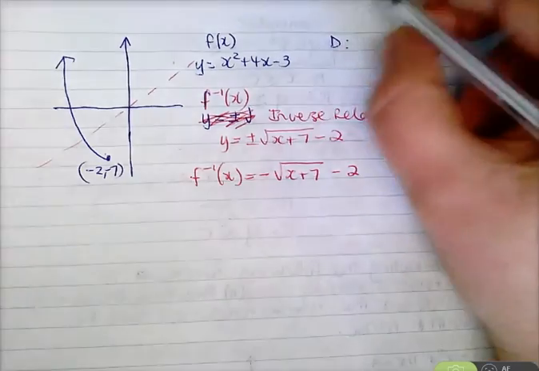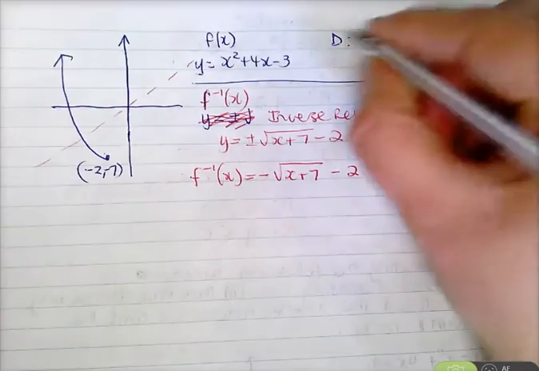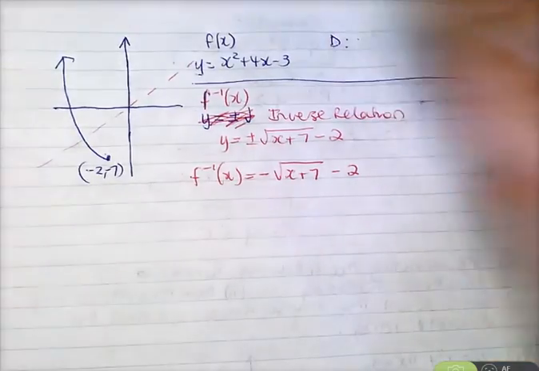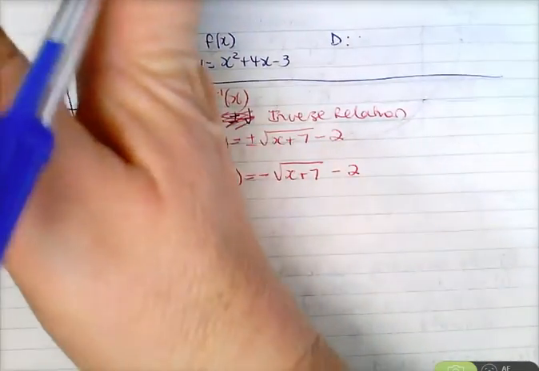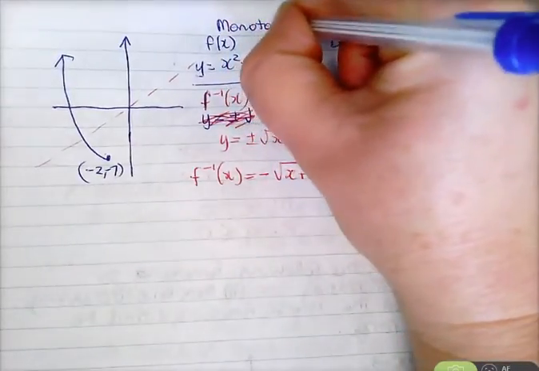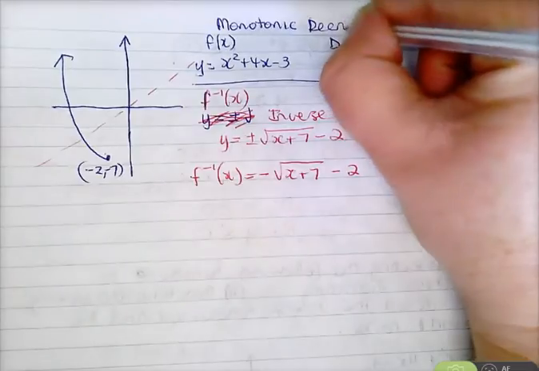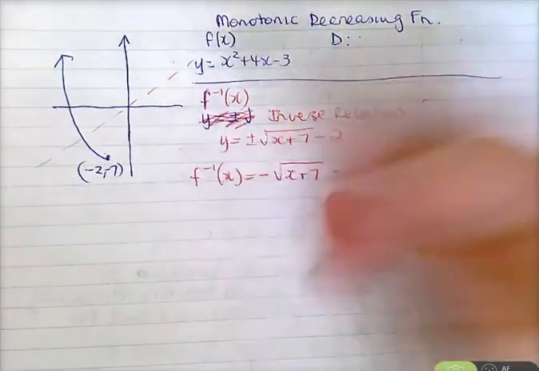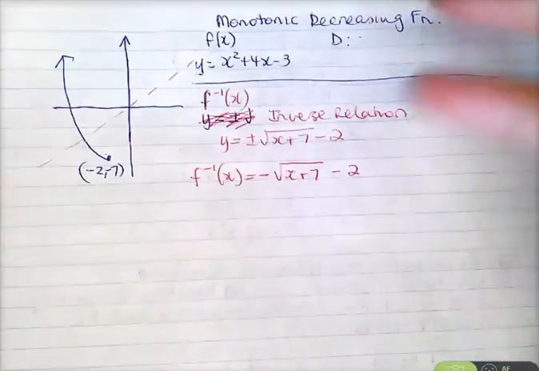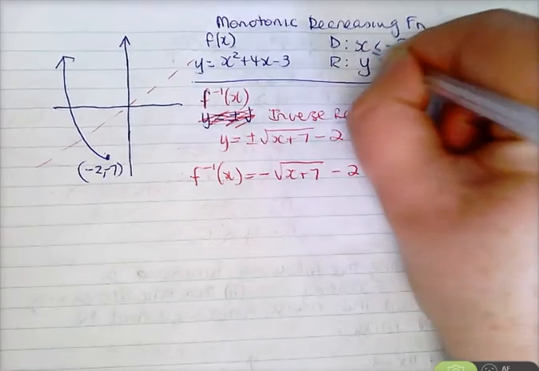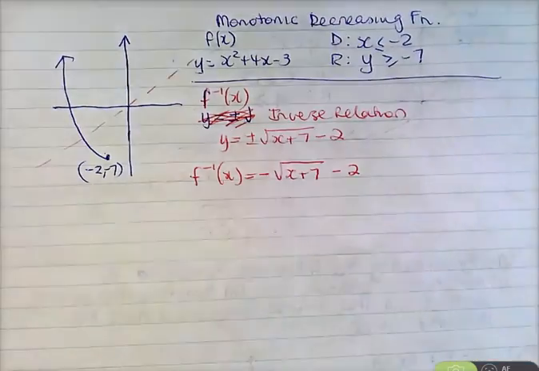Remember, for the original function, so here's my original function, this is for the monotonic decreasing function. Sorry, we didn't work this out yet. So for the monotonic decreasing function, the domain x values are x is less than or equal to -2, and the range is y is greater than or equal to -7.